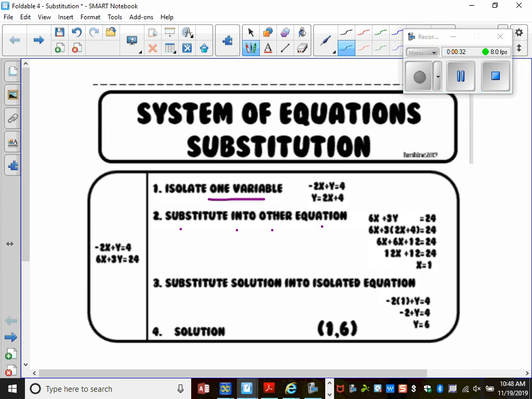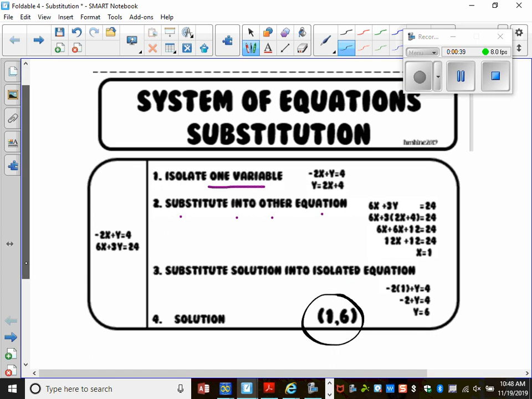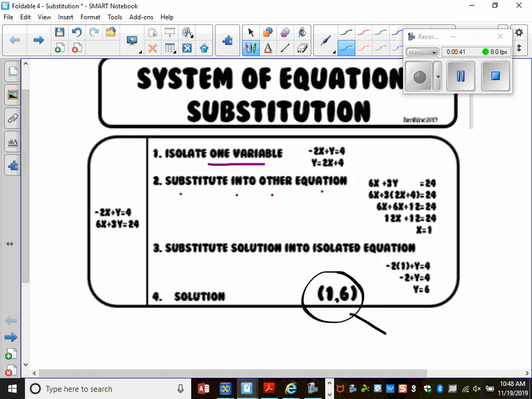Notice on the title right here, you see where it says (1, 6). If we were to graph this problem using the graphing method, we would get the answer (1, 6). Today we're not going to be graphing to get (1, 6). We're going to do it all by hand, so it'll be done all mathematically.